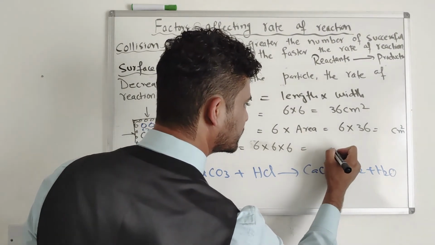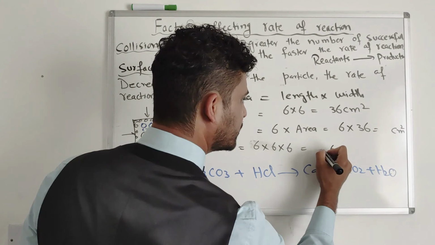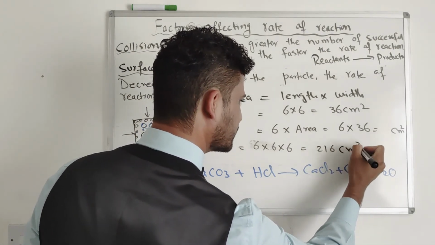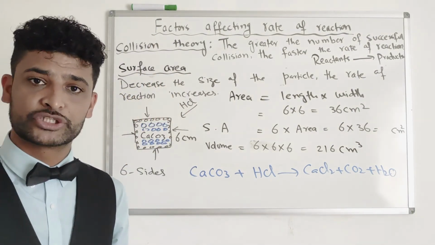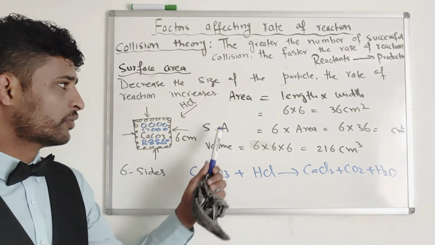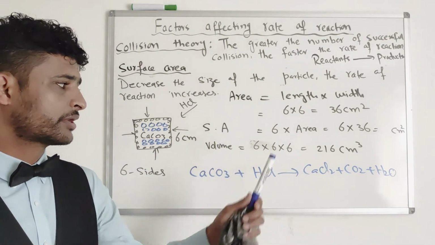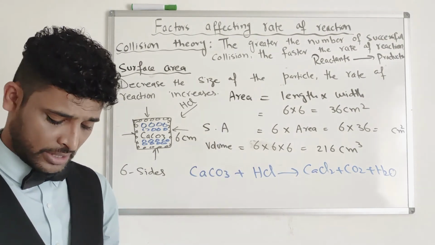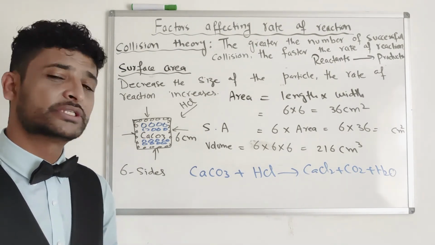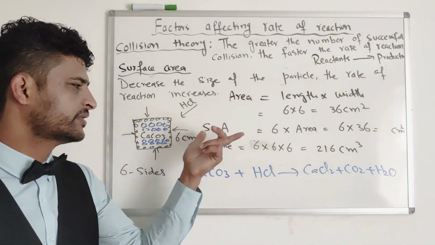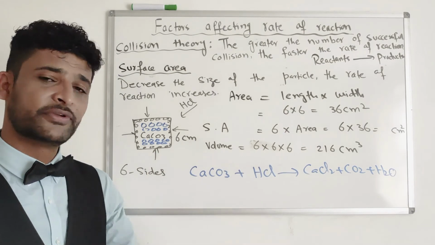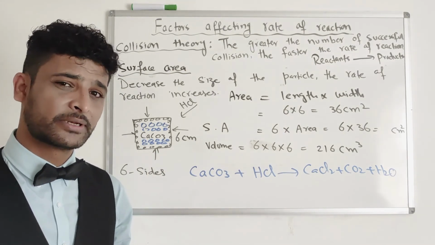That's 216, I believe, centimeter cubed, not centimeter squared. Okay, so that is the answer for the volume. And the surface area to volume ratio, you can use that for the calculation. So this is how you calculate area, surface area and the volume in the question. You need to look at the video again if you do not understand properly.